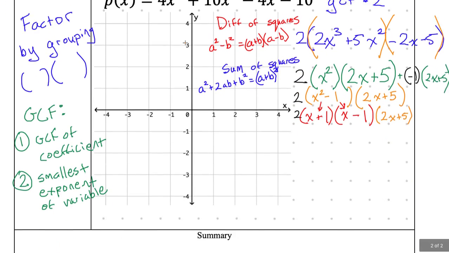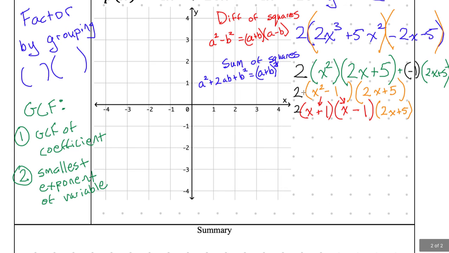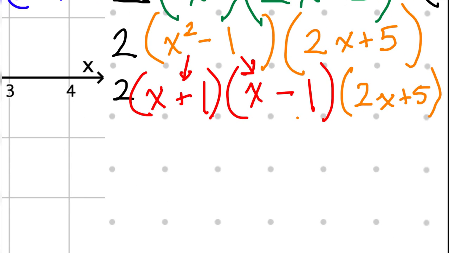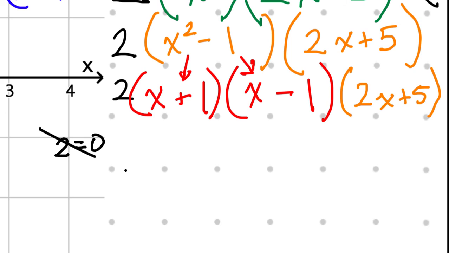So when I come back down here, I now need to set 2 equal to 0. Well, that doesn't make sense. I can't say 2 is equal to 0 because 2 can't be equal to 0. I mean, you can try, but it doesn't work. 2 cannot be 0, not at least in the realms of our normal mathematics. Let's try another one, x plus 1. Let's set that equal to 0.